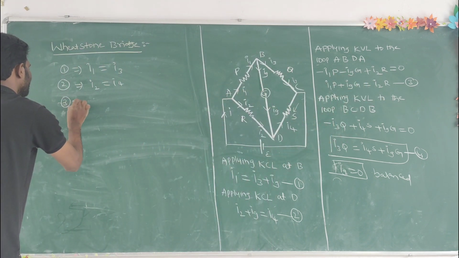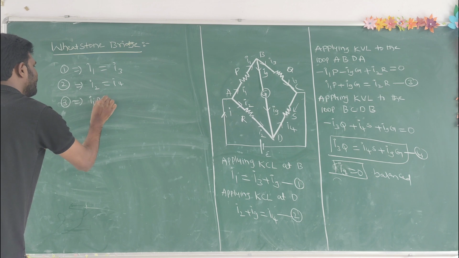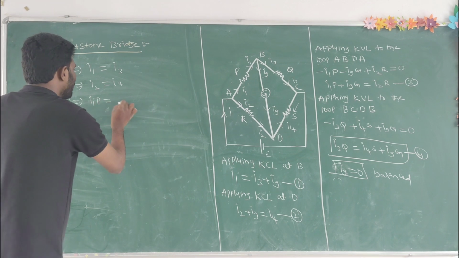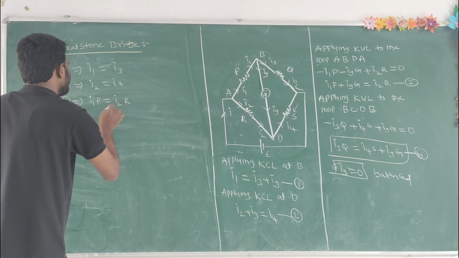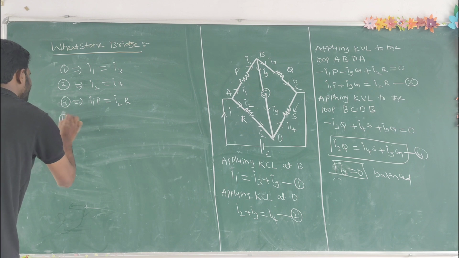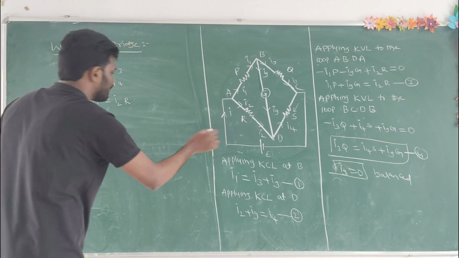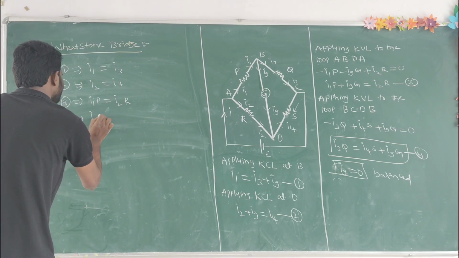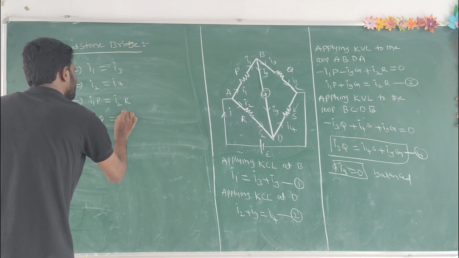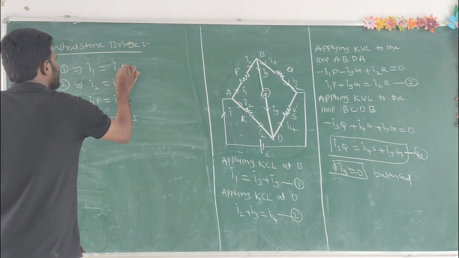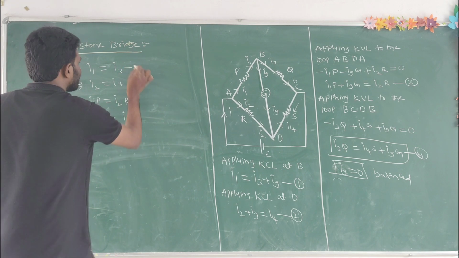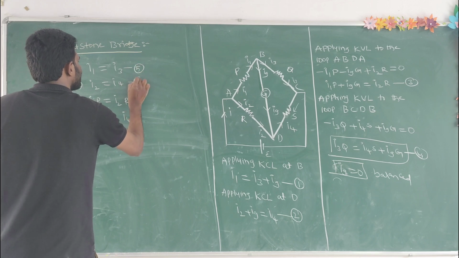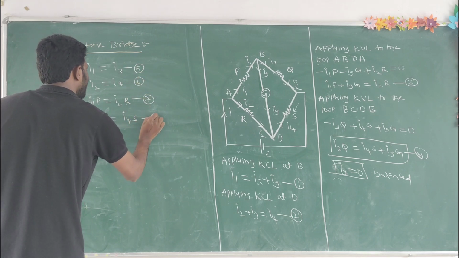Equation 3 implies I1P is equal to I2R. And substituting Ig equal to 0 in the fourth equation, you will get I3Q equal to I4S. Name these four equations as equations 5, 6, 7 and 8.